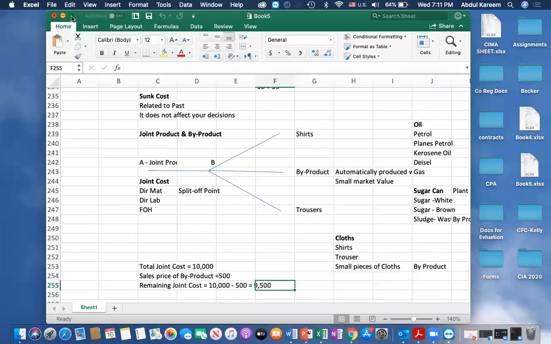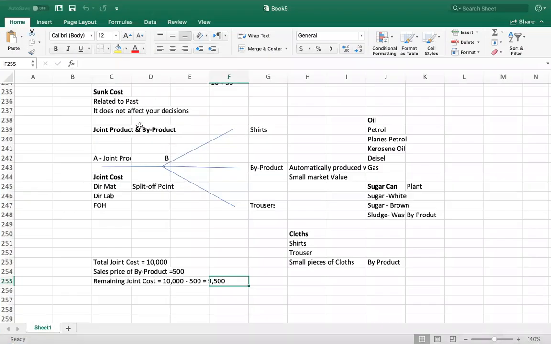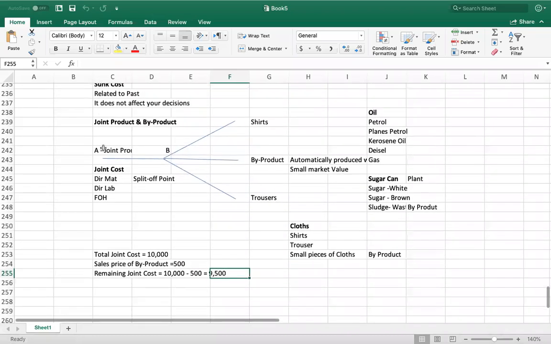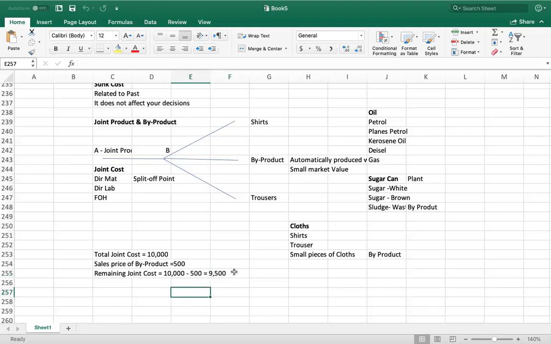Okay, so yesterday we were discussing this joint product by product. Today I will try to finish this topic. This topic is a little bit lengthy, so let me finish it. Yesterday we were discussing the problem: how do we distribute this remaining joint cost between the main products? So this was the question. There are different methods, and we will discuss them one by one.